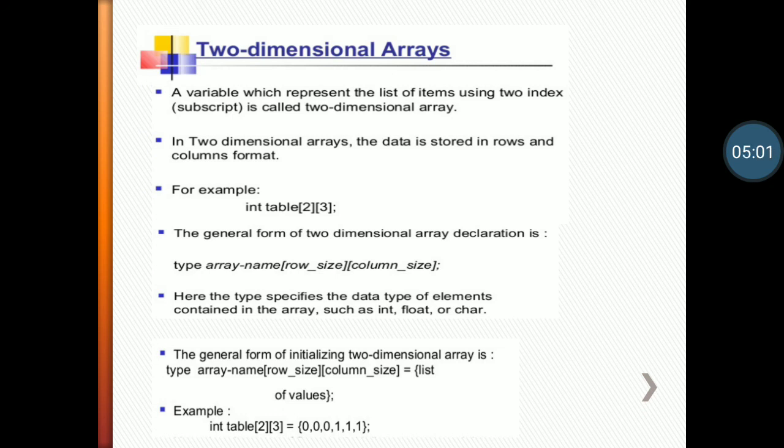The general form or syntax for two-dimensional array initialization is data type, array variable name, row size, column size is equal to list of values. For example, int table[2][3] = {{0, 0, 0}, {1, 1, 1}}.